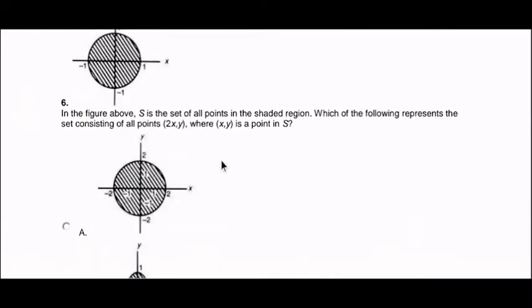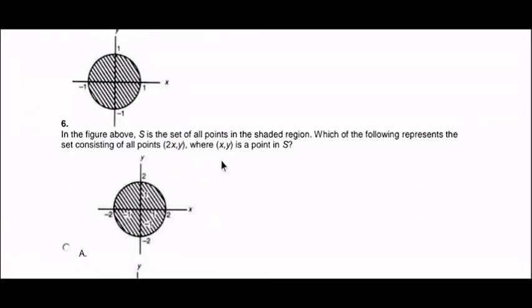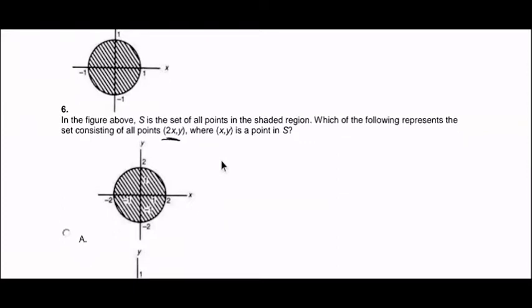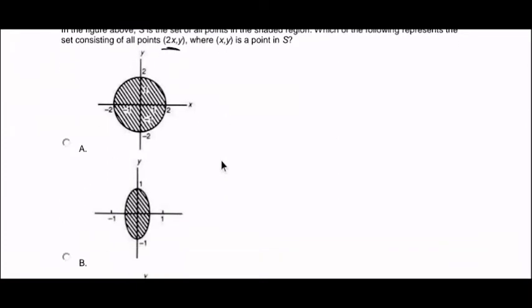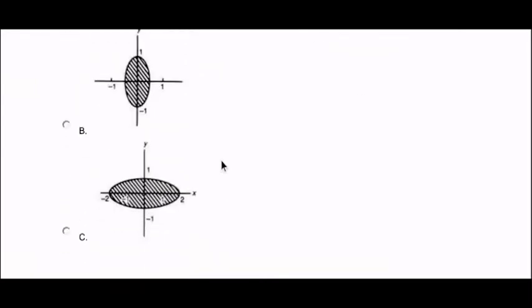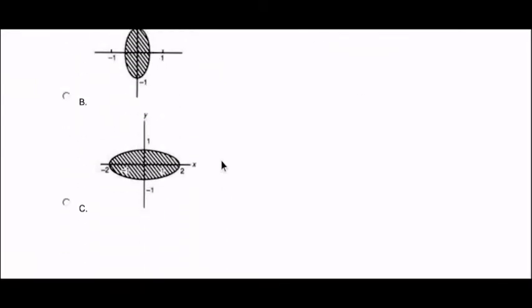Pretty straightforward there. Okay, question 6. In the figure above, S is the set of all points in the shaded region. We need to find where they vary to 2x and y. So we're going to look down now, and remember 2x means that it's going to be stretched on the x-axis. So you've got to look at the stretched out shape. So that means it's going to be this one here. You can see there, it's number C, isn't it?